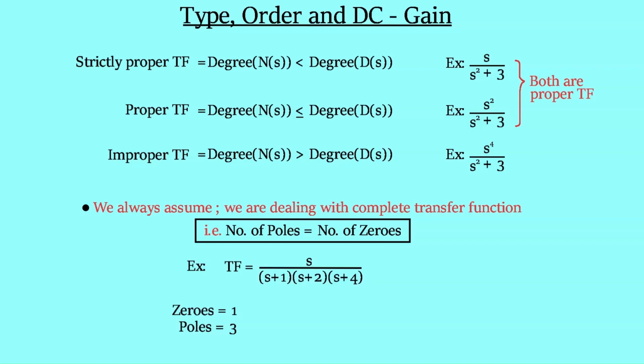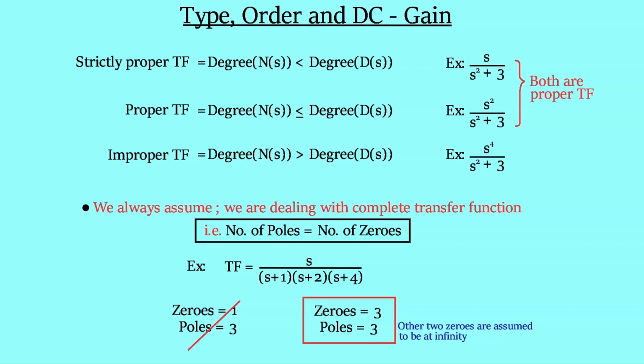For reference, consider an example with transfer function as shown. Students will generally say the transfer function is having 1 zero and 3 poles, but it is not true. If such conditions arise, then you will say that we are having 3 zeros and 3 poles. The other 2 zeros are assumed to be at infinity. The same will happen if we are having 1 pole and 3 zeros. Then also we would say that the system is having 3 zeros and 3 poles. In that condition, we will have assumed other 2 poles are at infinity.